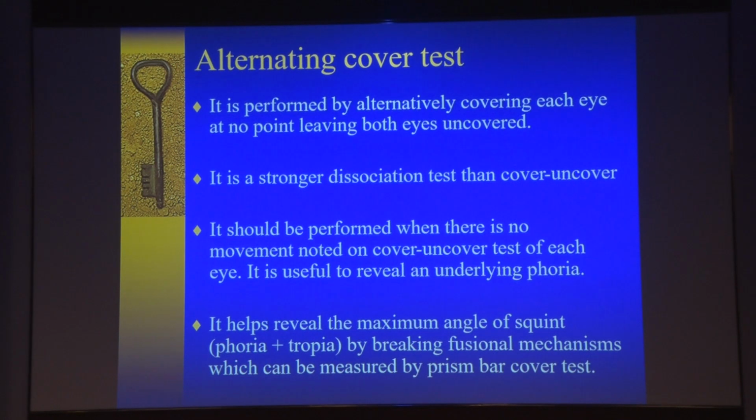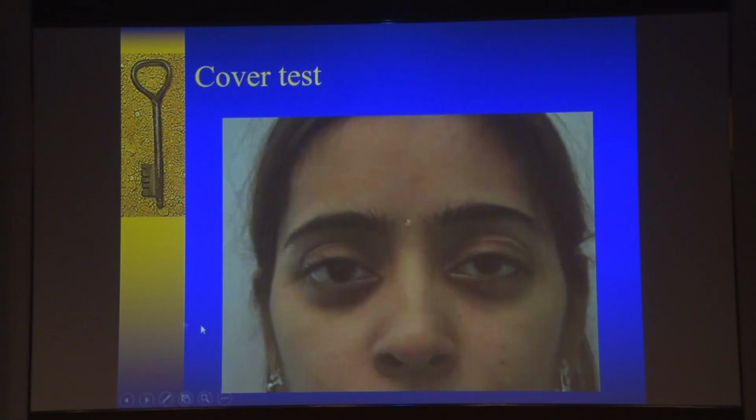So you alternate cover. The other thing that alternate cover helps you with is, once you've done alternate cover, then you leave and create binocularity, and then you see what happens. If the patient straightens, you're dealing with a phoria. But if the patient remains in a tropia, you see which eye is tropic, you then find which is the dominant eye. So let's see some videos of the same, okay?